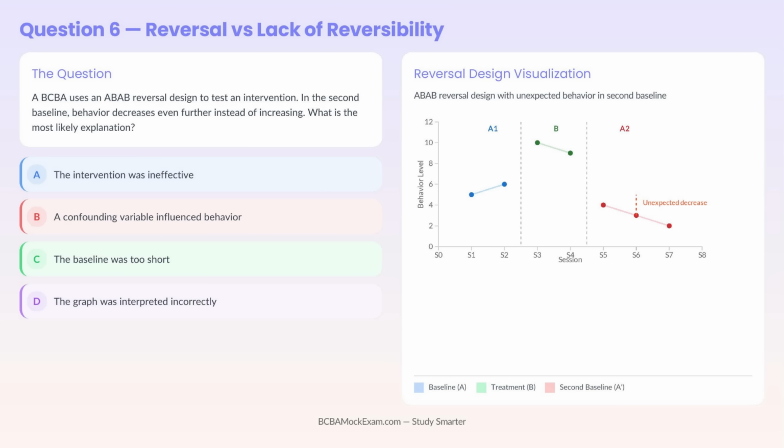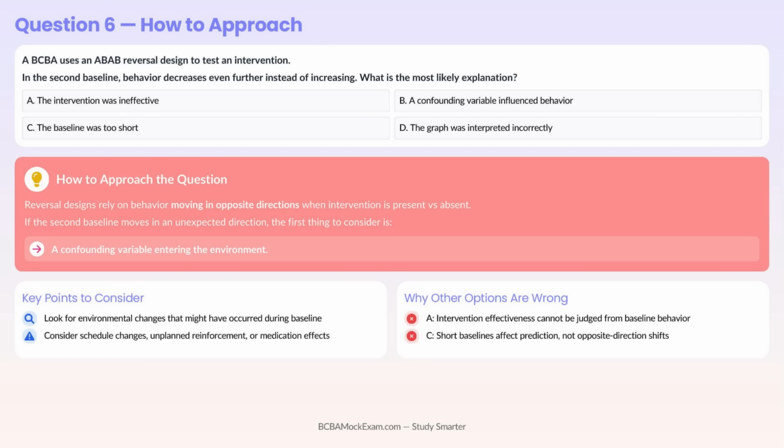Here you are being asked to interpret what an unexpected change in the second baseline tells you about what might have happened in the environment. To approach this question, remember that reversal designs rely on behavior moving in opposite directions when intervention is present versus when it is absent. During baseline, behavior is expected to show one level, and during treatment, it should move in the opposite direction. If, in the second baseline, the behavior drops even further instead of rising back toward the original level, the first thing to consider is that something else in the environment changed. This is what we call a confounding variable, such as a schedule change, unplanned reinforcement, medication changes, or sleep issues.